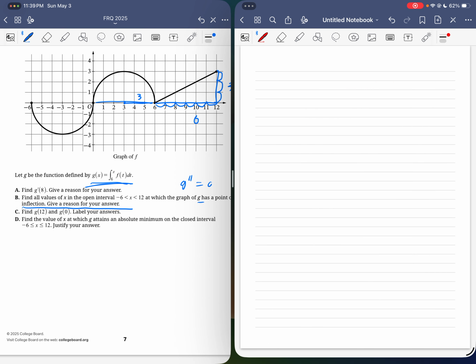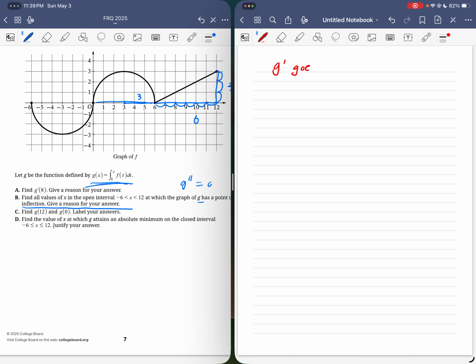Now let's do D. Find the value of x at which G attains the absolute minimum. Okay, so absolute minimum. A maximum or minimum happens when G prime goes from what? Negative to positive. That's the minimum, right? But it says absolute. So things are going to be slightly different, because if it's just relative minimum, that's it. But if it's absolute, we actually have to find the absolute lowest number.